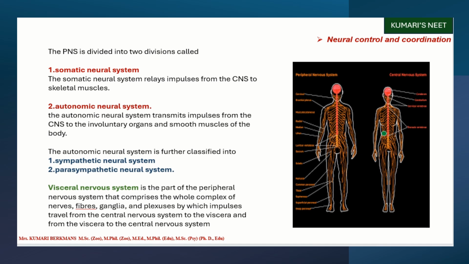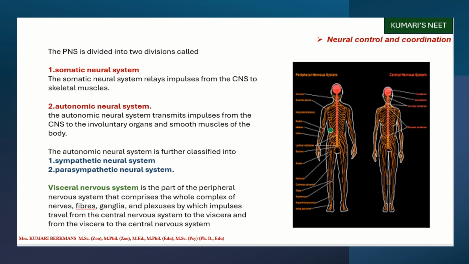And the autonomic neural system transmits the impulses from the central nervous system to the involuntary organs. So the autonomic neural system sends the messages from the central nervous system to the different internal organs, that is involuntary muscle. Skeletal muscles are called voluntary muscles, and internal organs, heart, kidney, lungs, and digestive system, everything is involuntary in action. So it is under the control of the autonomic nervous system. Automatically the function will be done. It is not by our control.